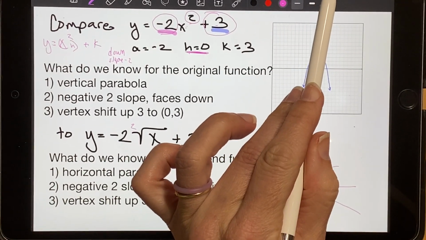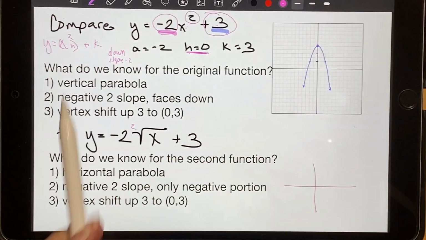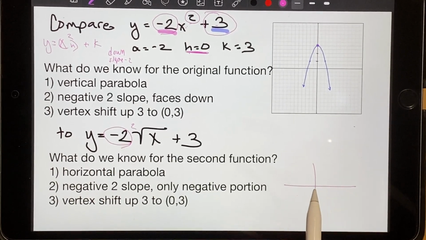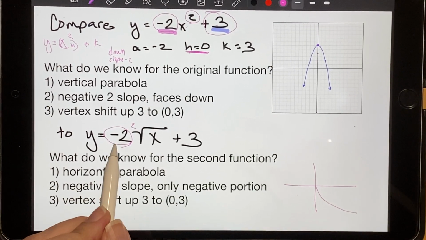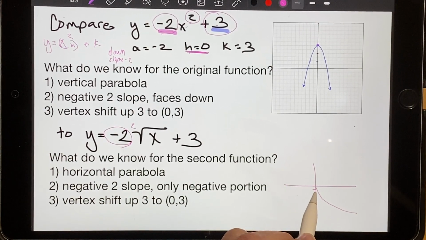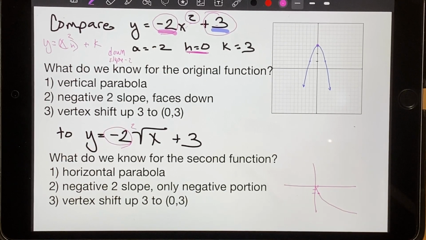So we know we're using the negative part, so we're not going to use all of it. We're only going to use this bottom part of it down here. We know that our first point is going to be a negative 2 slope, so I'm going to go down 2 and over 1, and that's going to be my first little point.